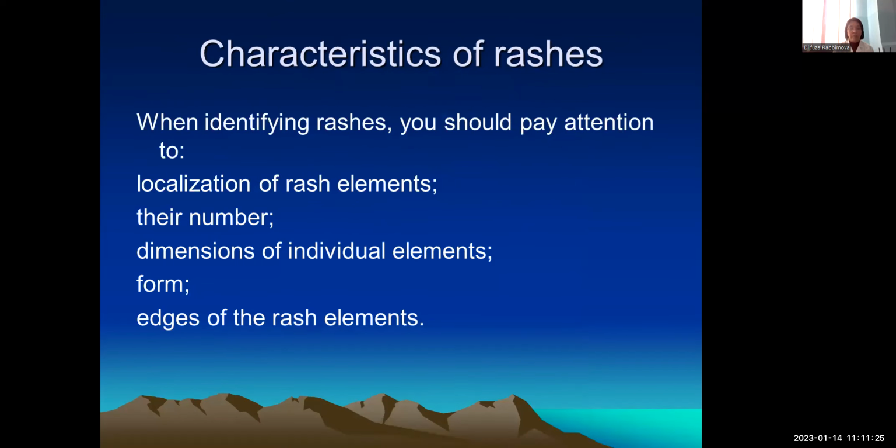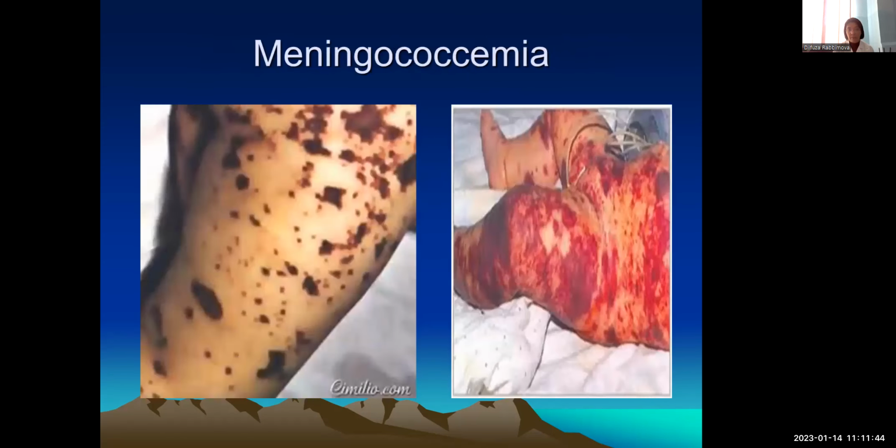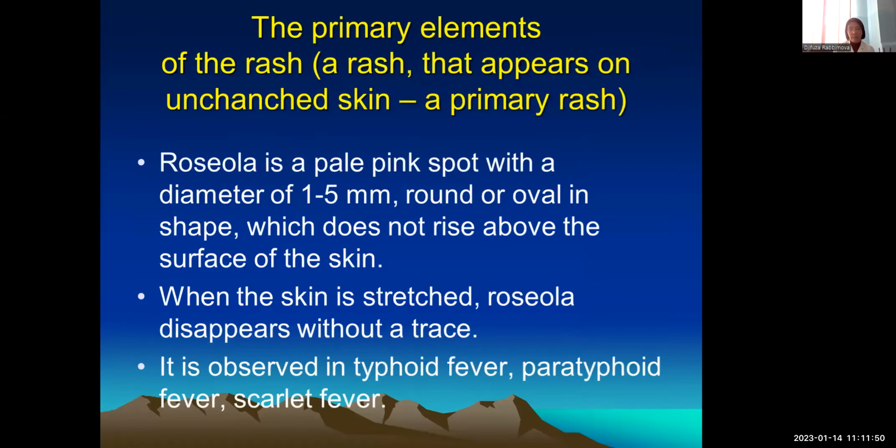Characteristics of rashes. When identifying rashes, you should pay attention to localization of rash elements, their number, dimensions of individual elements, form, and edges of the rash elements. Rashes in child with meningococcemia.